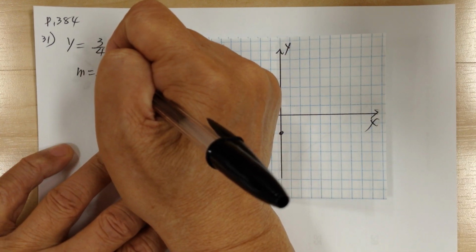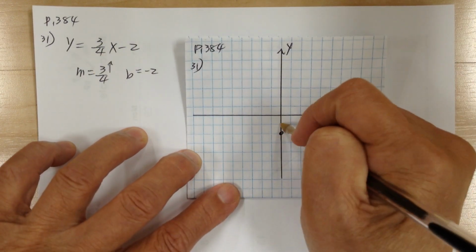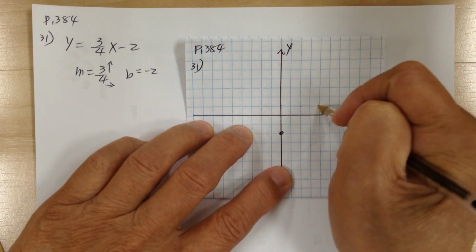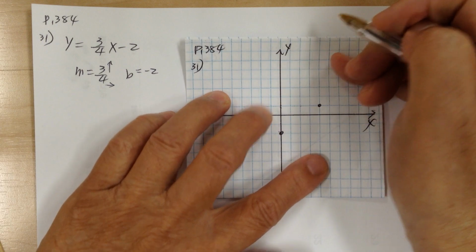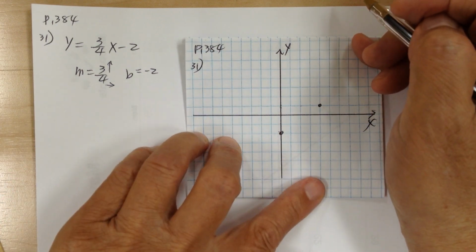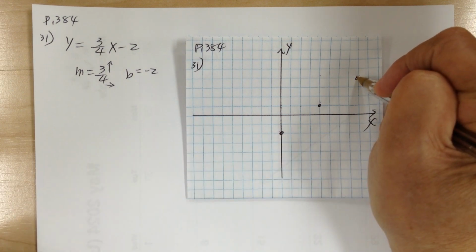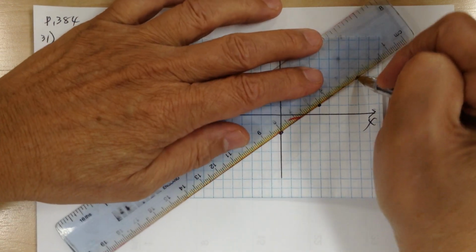Now the slope is 3 over 4. Positive, this is a positive y, so you go up. So you have to go up 3, 1, 2, 3. You have to go over 4. So you go up 3, go over 4. And you can repeat the pattern to give you more points to make your graph more accurate. So you can just go up 3, go over 4. Okay, and then that's your graph.